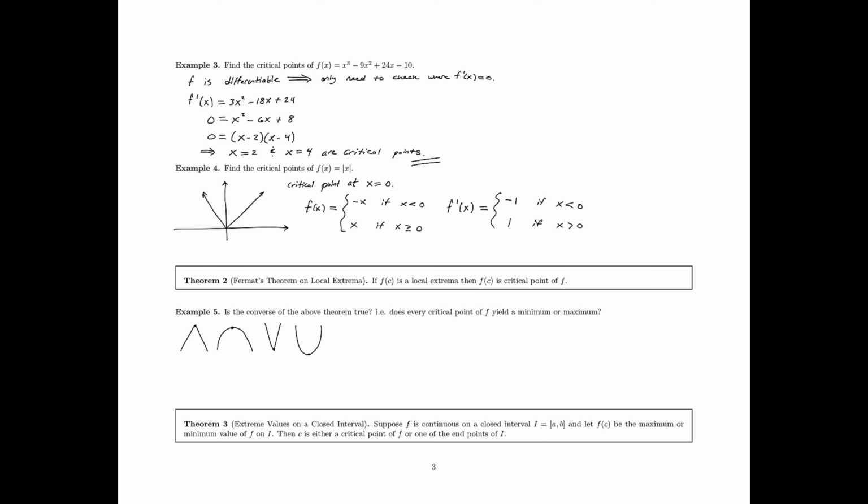Here we have local maxes. Here we have local minimums. And then for the ones that have sharp, jagged peaks, f prime does not exist. Where it's smooth and rounded, f prime is equal to 0 at that location.